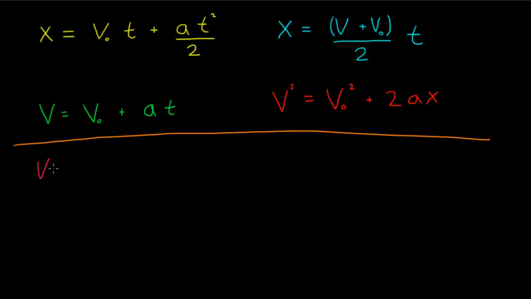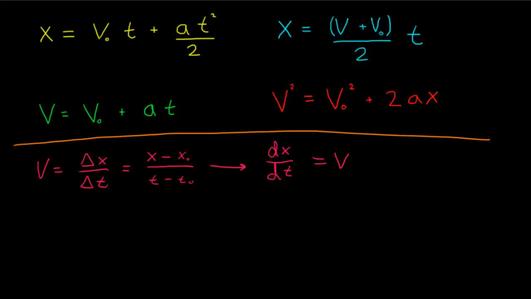So we know that velocity equals the change in distance divided by the change in time. Right? This is the definition of a derivative. So we get that dx/dt is equal to the velocity.